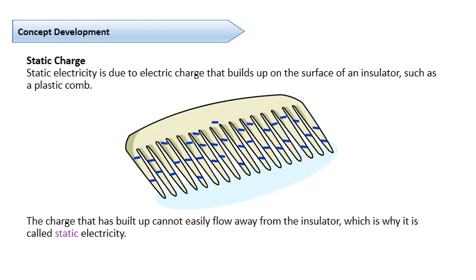Okay, before we start, just a little bit of background information. Some of this will be a repeat from our previous topic, electrical circuits. The static charge is, generally speaking, static electricity built up on the surface of an insulator, such as a plastic comb. And you guys have all experienced this jumping on the trampoline or rubbing a balloon across your hair, something like that. The charge that has built up cannot easily flow away from the insulator, which is why it is called static electricity. You have all experienced this before.